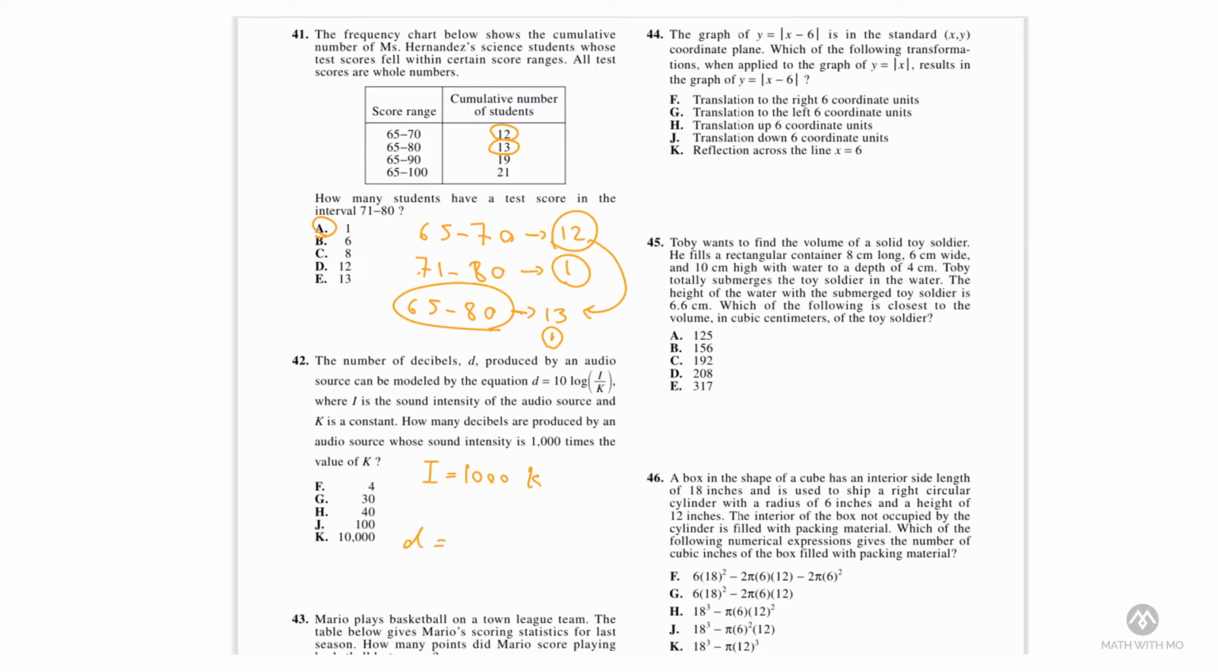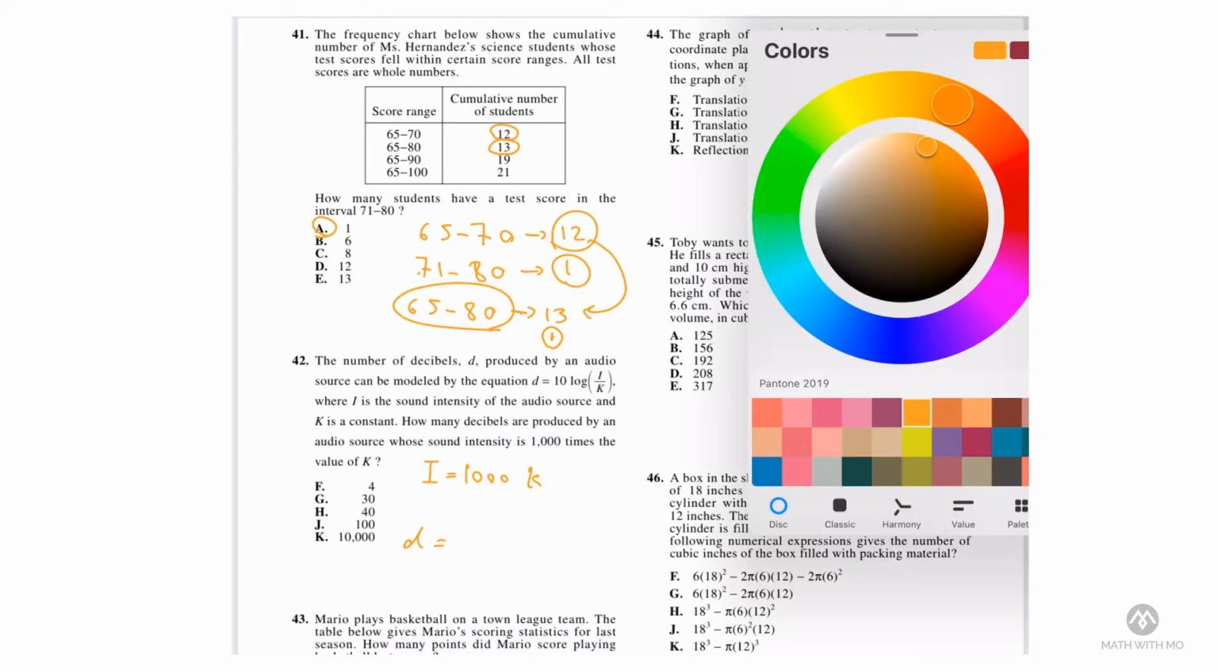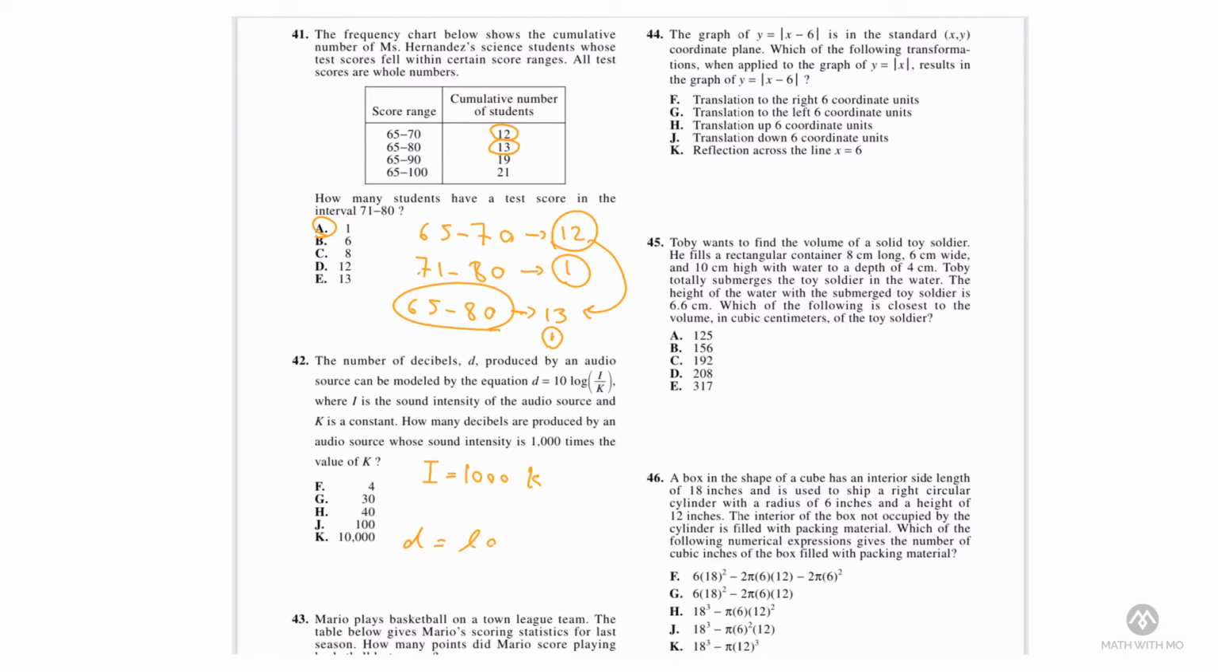So D will be equal to log of 1,000 K over K. Now K and K cancel out. Log of 1,000, because the base is 10, means 10 to the power of 3. We also have 10 here in the equation. So D will be equal to 3 times 10, which is 30.